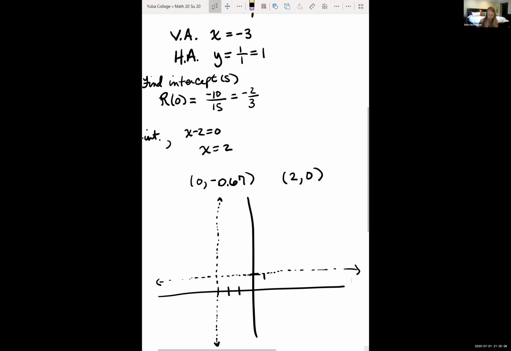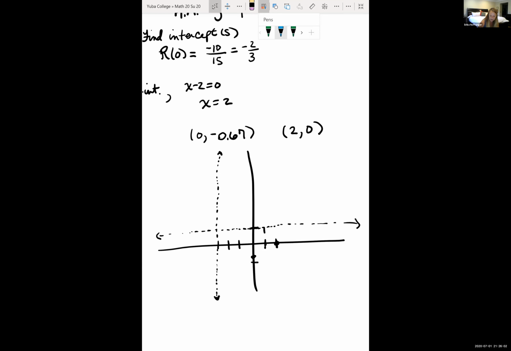And then our intercepts, we had an x-intercept at (2, 0), and we had a y-intercept at (0, -6.7) about. So just knowing those two points on the right-hand side of this vertical asymptote, x equals -3, I can tell what that graph is going to look like.